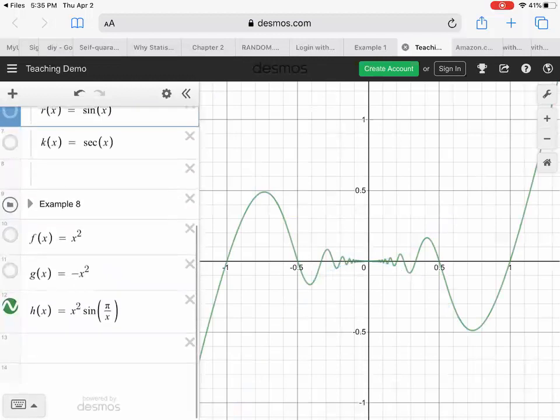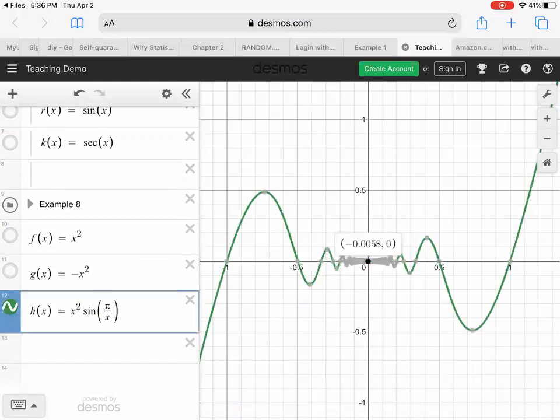So this is the graph of the function x squared times sine of pi over x. And you can see that this is an oscillating function, right? And you see the function oscillating rapidly as x goes to 0. Somehow, we can guess that the limit of this function when x goes to 0 should be 0. But how do we know that?